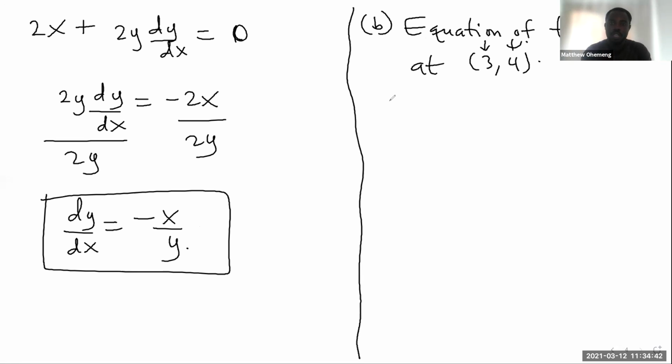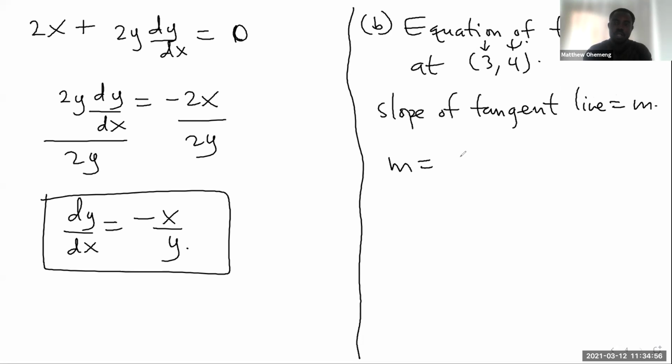So first, we need the slope. It's the same thing, right? We need the slope. We have the point. The point is 3, 4. The slope of the tangent line, let's call it m. And that means m is equal to what? It's just the derivative evaluated at the point.